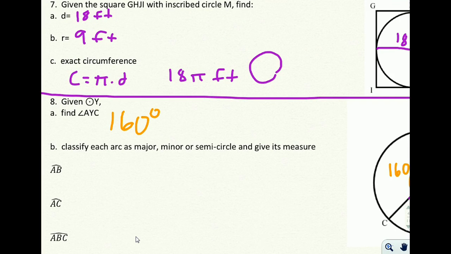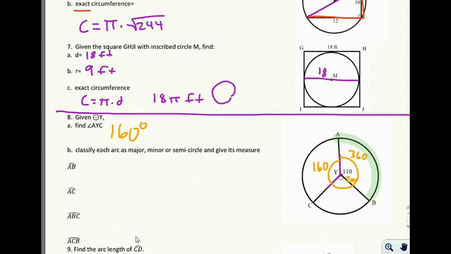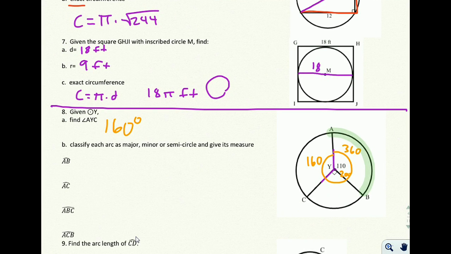Now we're asked to classify each arc as major, minor, or a semicircle and to give the measure. So we're going to start with AB. So AB goes from here to here, and we have 110 degrees. So that would be a minor arc because it's only 110. So minor, 110 degrees. AC is going to go this direction here. It's going to go A to C. Again, not more than a half a circle, so it's again minor. It would be 160 degrees.